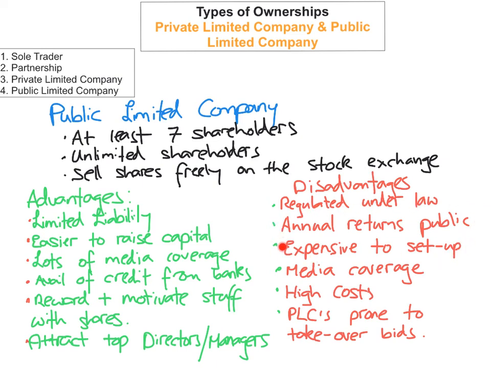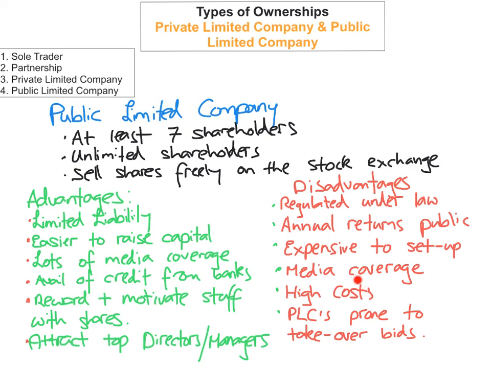It's very expensive to set up at the start. They also receive a lot of media coverage, which is a positive, but if something bad happens to the company, everybody will know what's happened, and this will lead to a decrease in the share price in the stock market. There are very high costs with running a public limited company. The last thing is that PLCs, that's public limited companies, are prone to takeover bids, and they can sometimes be a target of very hostile takeover bids, which can be a nuisance while trying to run the company.